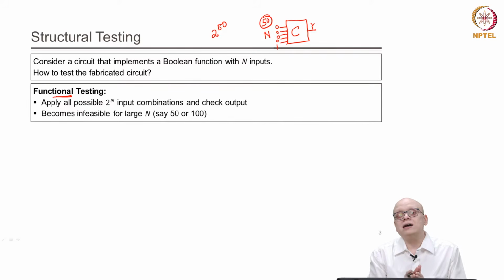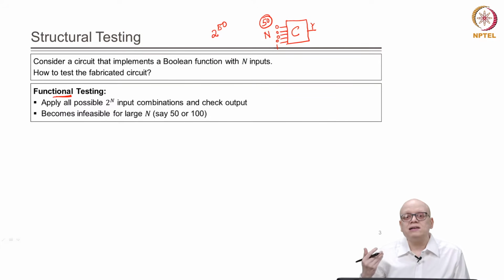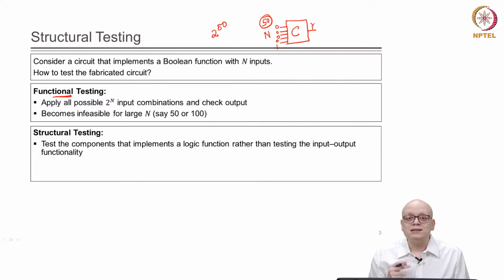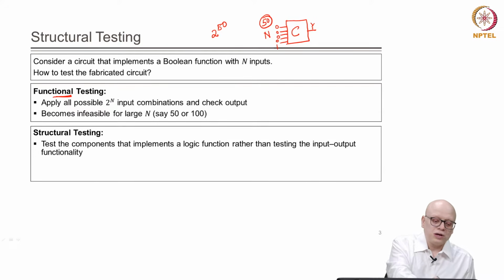If there are a large number of test patterns that we need to apply, then we need to keep a given die for a longer duration on the ATE, and therefore the test time will increase, and therefore the cost of testing will also increase. And therefore, when n is large, we cannot afford to do functional testing. So, in that case, we follow another testing paradigm, which is known as structural testing.